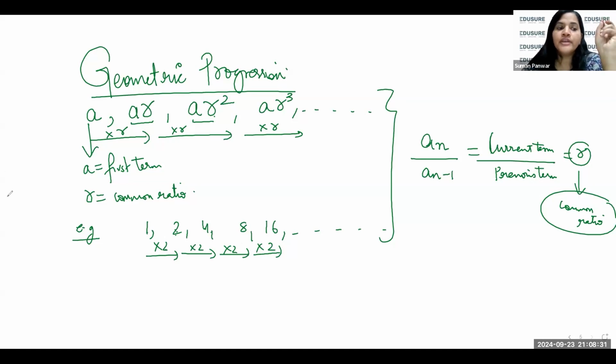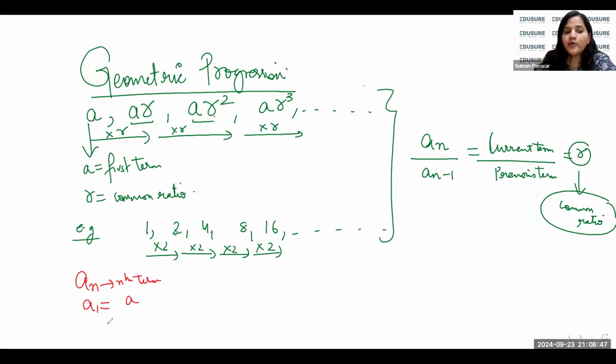Now, if I want to give it a pattern, like in the case of arithmetic progression, what is that pattern? Suppose an is the nth term. You can note that a1 I am taking as a. Then a2 is a r power 1.